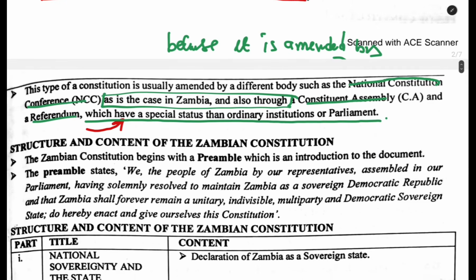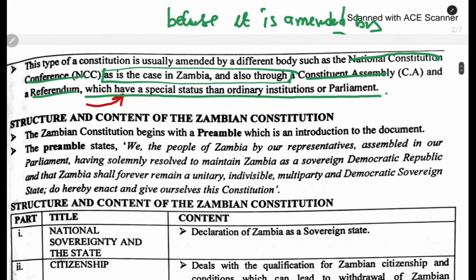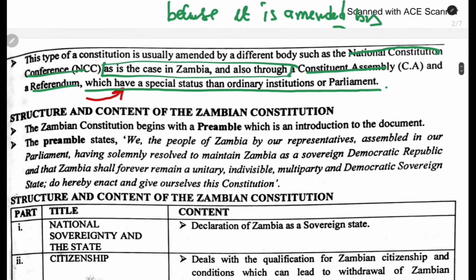Then of course the other thing that you should be able to understand is the structure and the content of the Zambian constitution. So this is the part that I'm going to leave up to you. This that you are seeing is the old one, but the Zambian constitution starts with a preamble, and you need to know what a preamble is. Among the terms that you need to know, one of them is the preamble, and perhaps what the preamble of the Zambian constitution states.